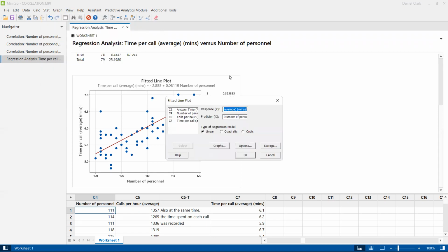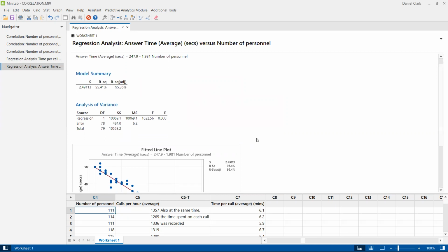If we look at the regression analysis for the other relationship that we looked at, the regression fitted line plot, in this case what we're looking at is whether the time to answer can be predicted by the number of personnel.